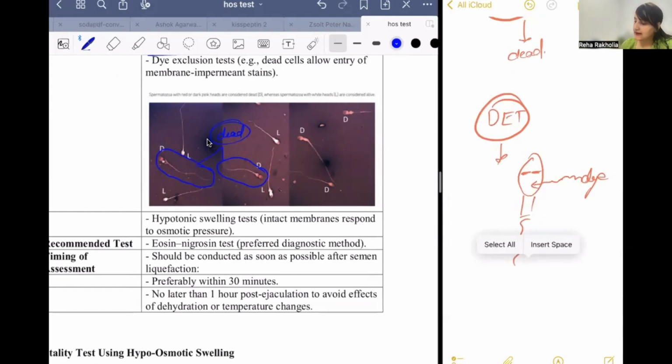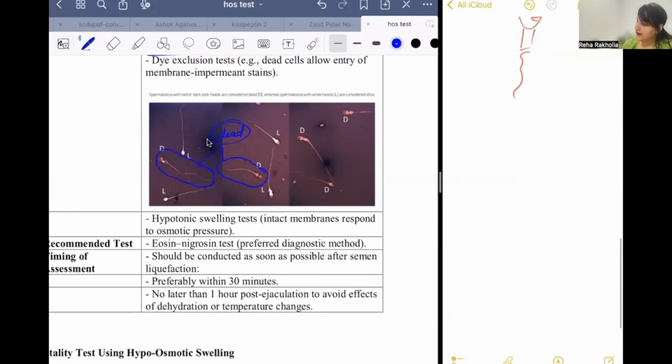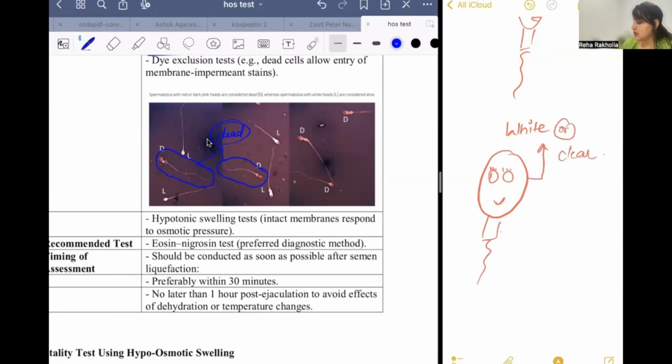And alive sperm stay white or clear. If sperm are alive, they will remain white or clear because they block the dye from entering. See, it is saying stop, don't enter, because it's an alive sperm.